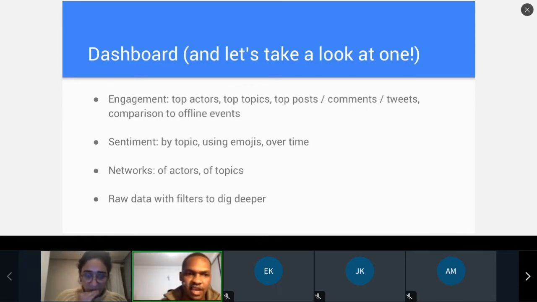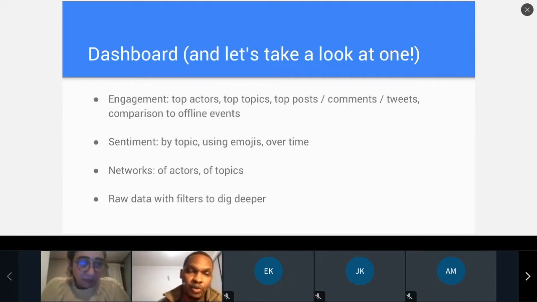has basically what we call tabs. And those tabs are divided into these four areas. So the first one is engagement. So we look at the actors, the topics, the top posts, the comments, and the tweets. And this is more like the overall metrics. And then we dive into a second tab that looks at the sentiment.